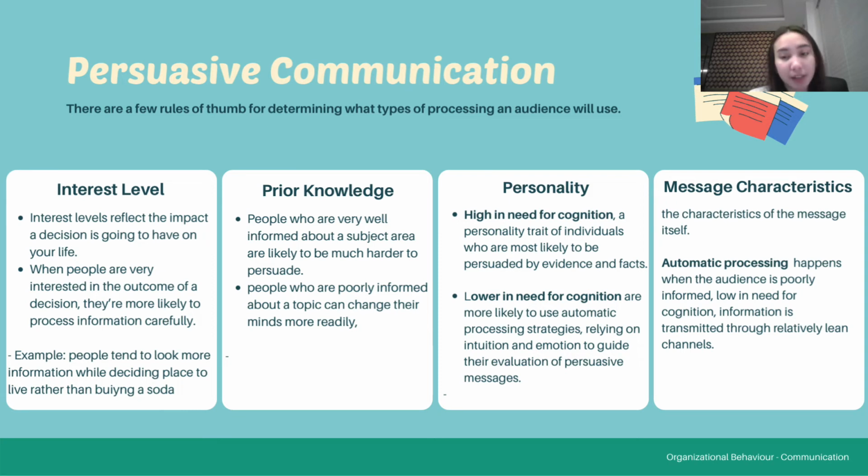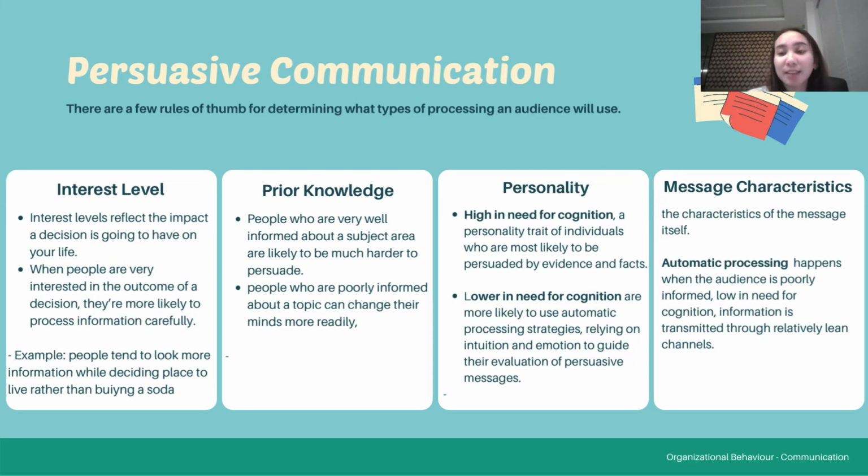And the third one is personality. The first personality is high need for cognition, a personality trait of individuals who are most likely to be persuaded by evidence and facts. And the second personality is low need for cognition. It is a personality that is more likely to use automatic processing strategies, relying on intuition and emotion to guide their evaluation of persuasive messages. And the last one is the message characteristic itself.